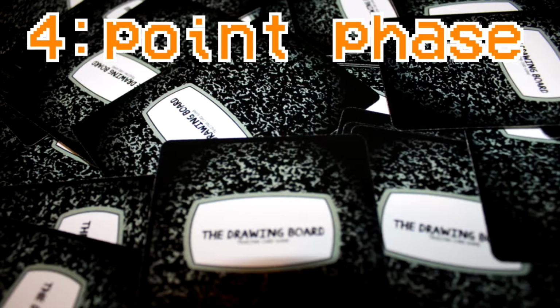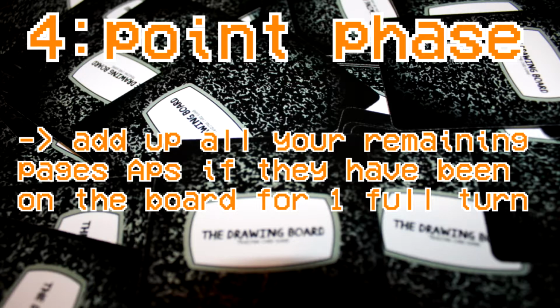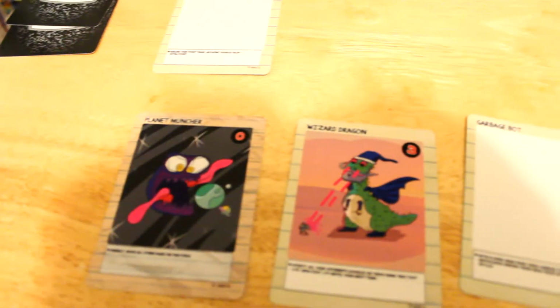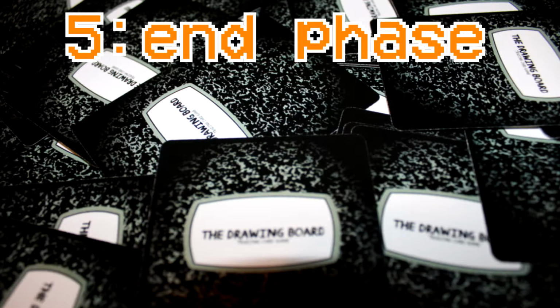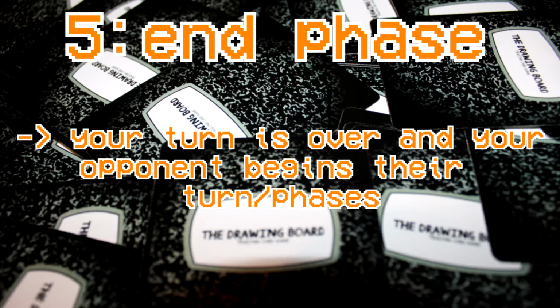And then point phase: add up all your remaining cards' APs if they have been on the board for 1 full turn. And again, I will get into this later. And then the last phase is your end phase, which is the end of your turn. And the turn goes back to your opponent, and then they do their phases.